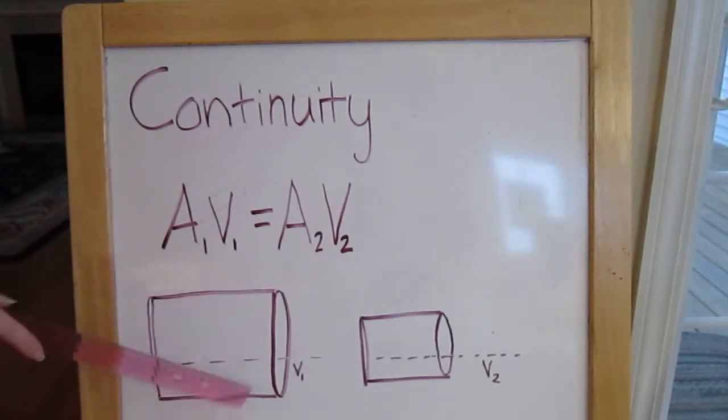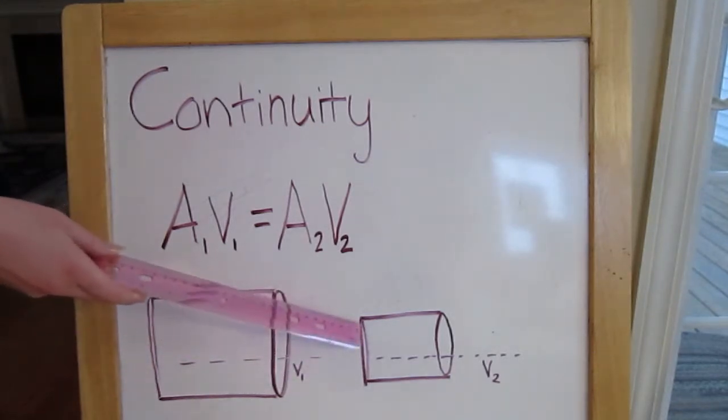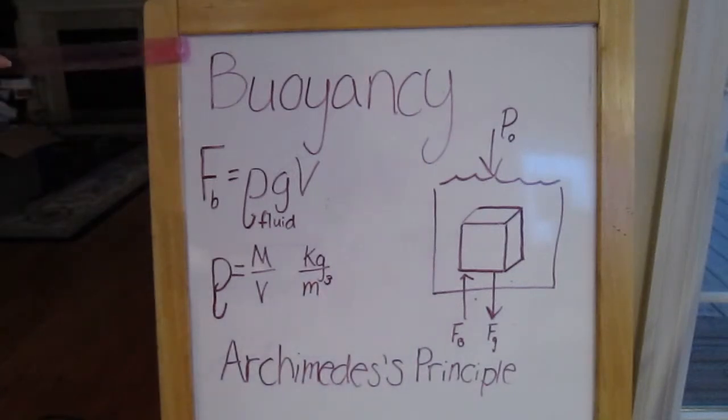The larger the area of a tube, the slower the velocity of the fluid moving through the tube. But if you decrease the area, the velocity increases, as stated by the relationship between the two variables in this equation. Our next main idea is buoyancy.